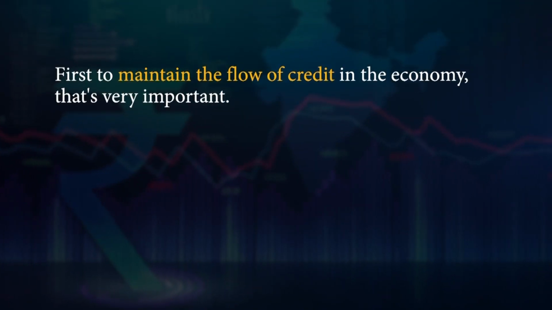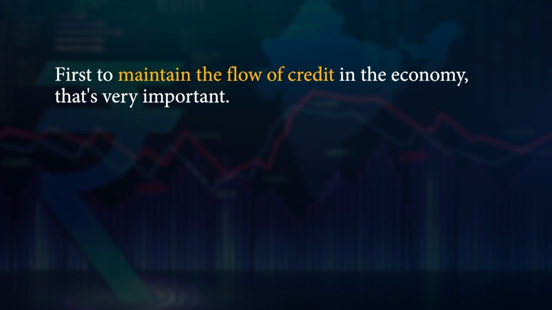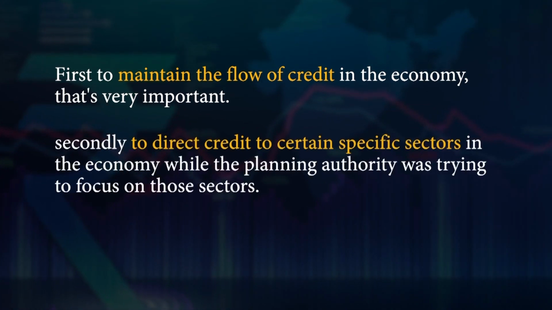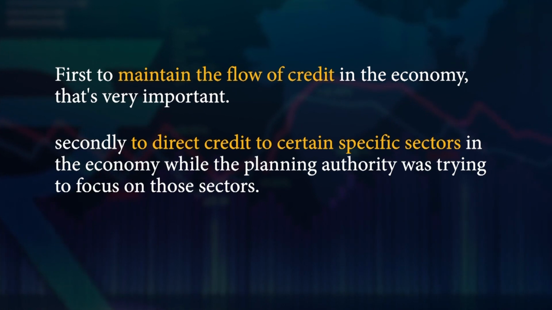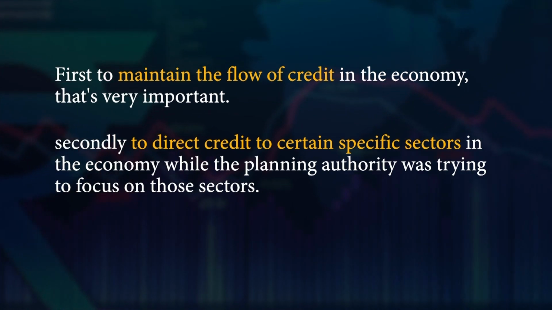Now, you can ask me why did the RBI go for credit control? They went for credit control basically because of 2 reasons. First, to maintain the flow of credit in the economy, that's very important. And secondly, to direct credit to certain specific sectors in the economy, while the planning authority was trying to focus on those sectors.